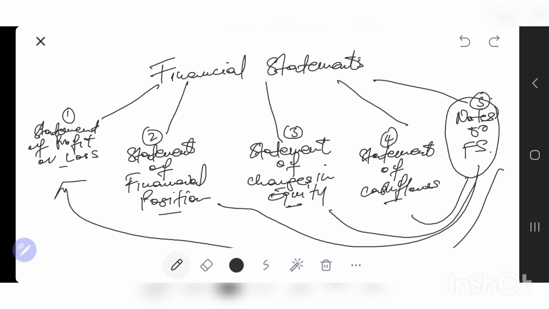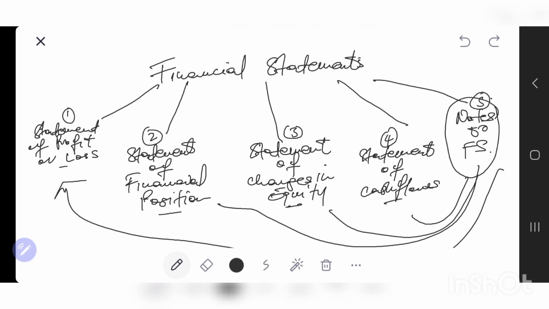So the statement of profit or loss tells us about the performance of the business. However, if the money that came into the business is less than the money that went out of the business, which means that the income is less than the expenses, it means that the business made a loss. So the statement of profit or loss tells us about that.